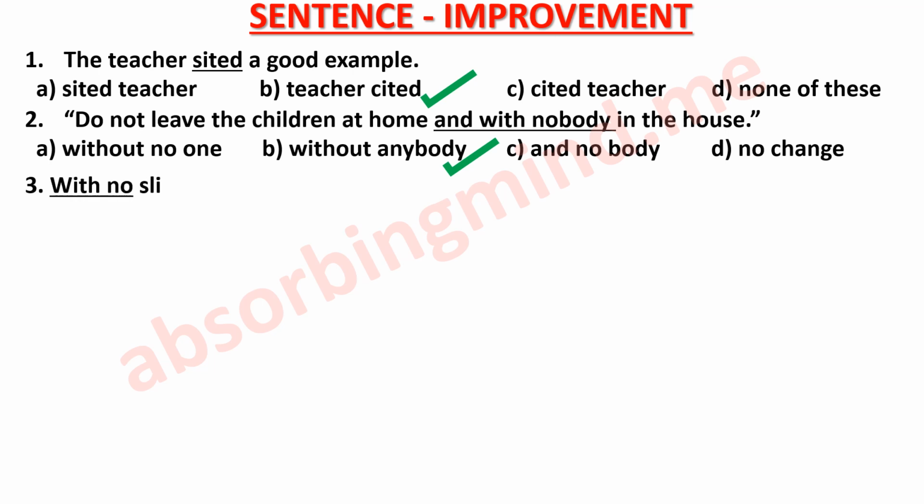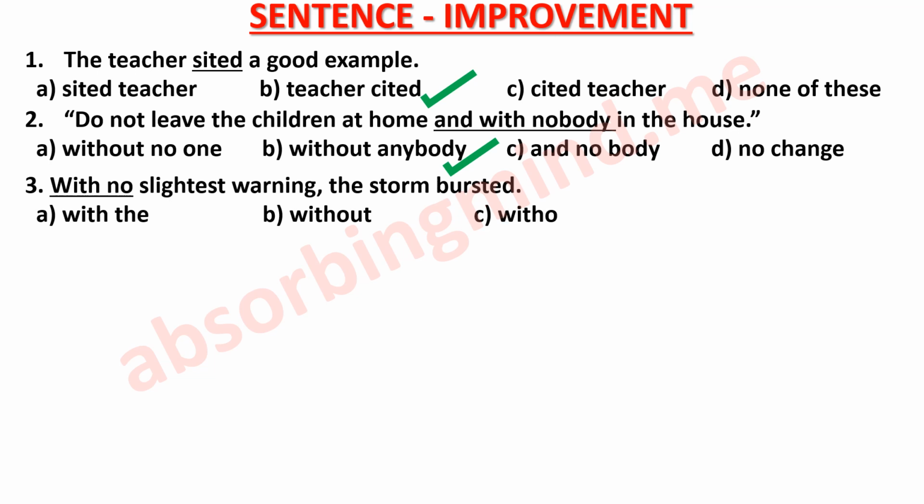Next example is, with no slightest warning, the storm bursted. And the underlined part is saying with no. And the options given are with the, without, without the, no change, with no slightest warning. Without the slightest warning, the storm bursted. That makes sense. Without the slightest warning, that means there was no signal, there was no warning, and the storm bursted.